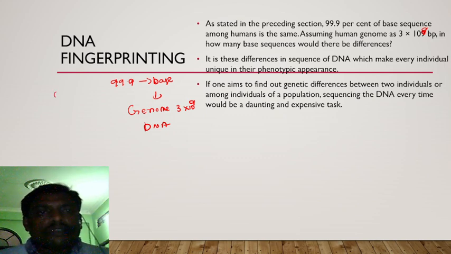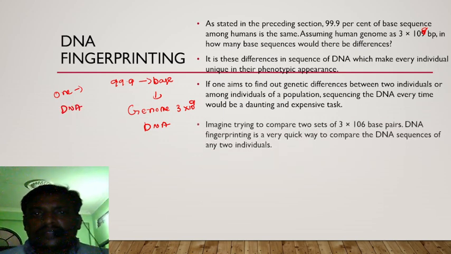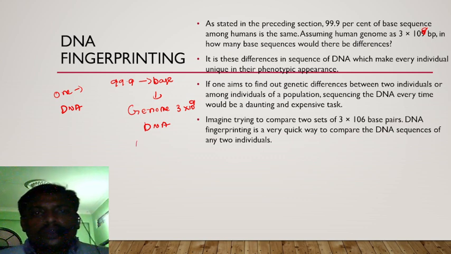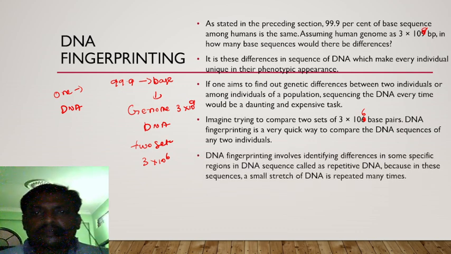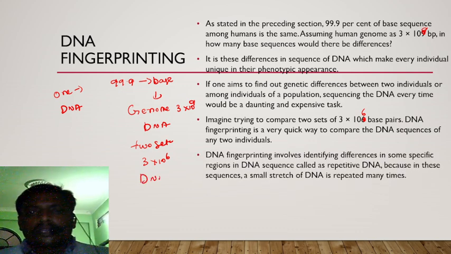appearance. If one aim is to find out genetic difference between the two individuals, sequencing of DNA is the best method. Next, imagine trying to compare two sets of 3 × 10^6 base pairs, and DNA fingerprinting is a very quick way to compare DNA sequence in two individuals. DNA fingerprinting involves identifying differences in some specific regions.